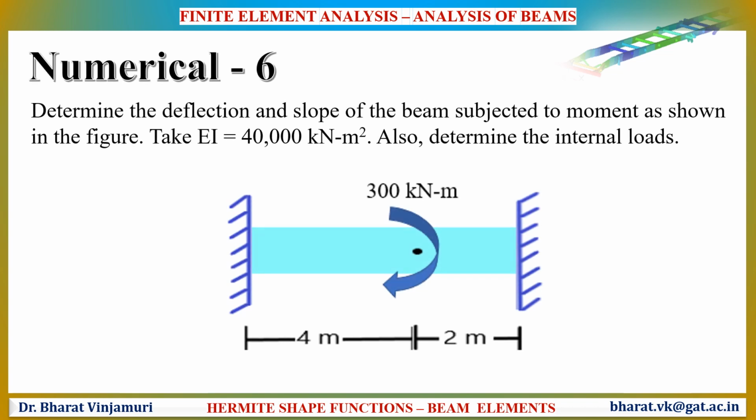In this example, we'll be determining the deflection and slope of a fixed beam subjected to moment. A beam of 6 meters length is shown in the figure. At a distance of 4 meters from the left end, a moment of 300 kN is applied in clockwise direction. Also, the value of E into I is given in this example. We'll also be determining the internal loads.